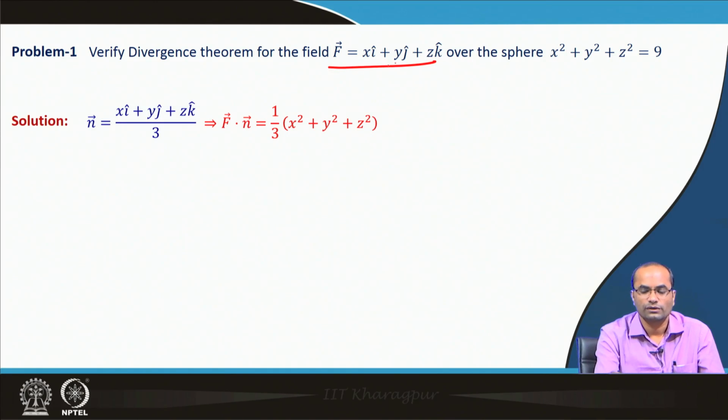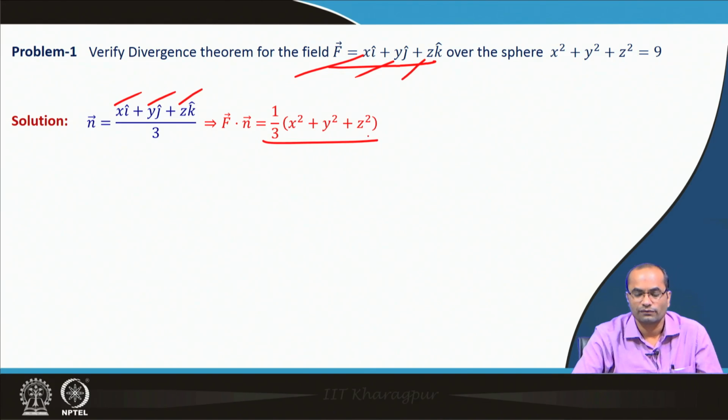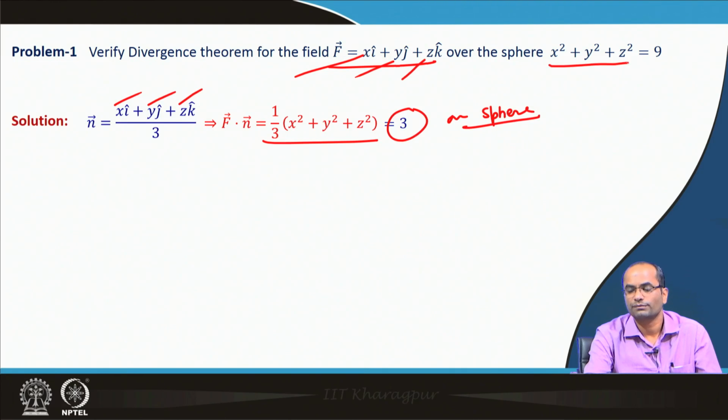So, f dot n, where f is given as x i, y j, z k, and the dot product with this n will give 1 by 3, then we have x square, y square, and z square. So, this is x square plus y square plus z square, which is 3 on this sphere, because on the surface x square plus y square plus z square is 9, and in the surface integral we will be integrating this f dot n over the surface. So, this f dot n is 3.